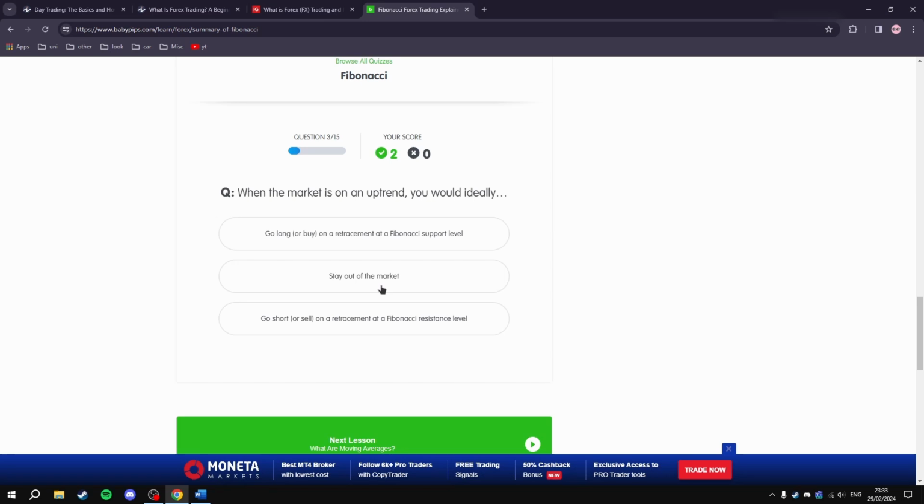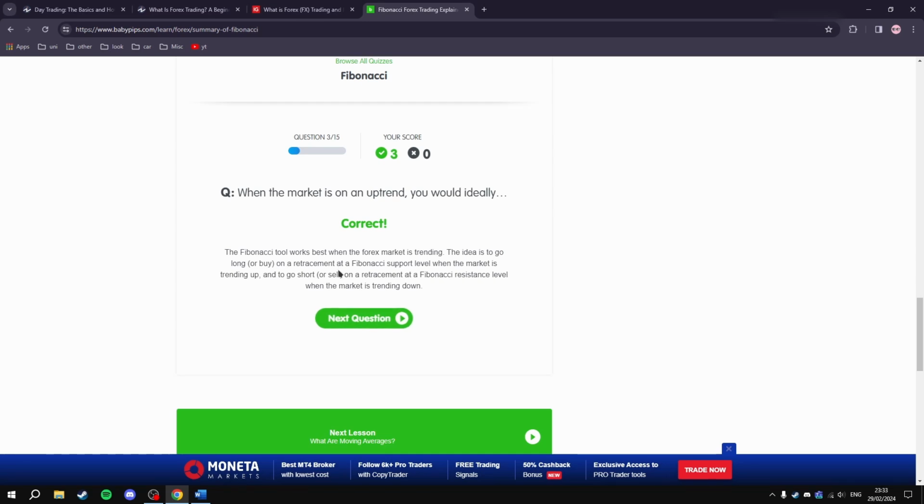When the market's on an uptrend, you would ideally go long. Correct. The Fibonacci tool works best when the Forex market is trending. The idea is to go long or buy on a retracement to a Fibonacci support level when the market is trending up, and to go short or sell on a retracement at a Fibonacci resistance level when the market is trending down.